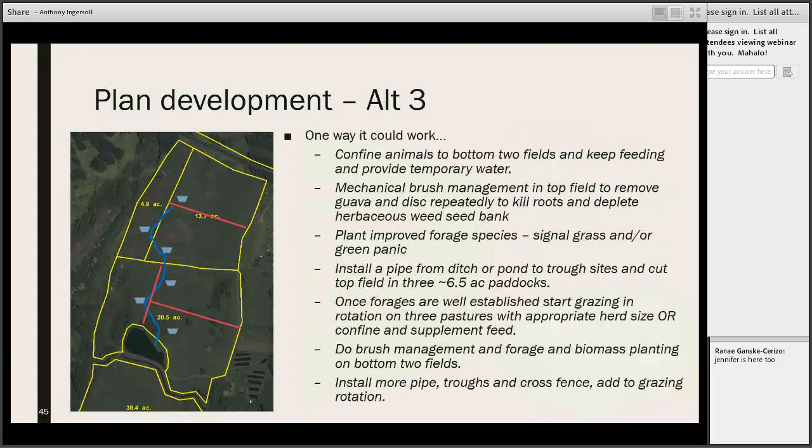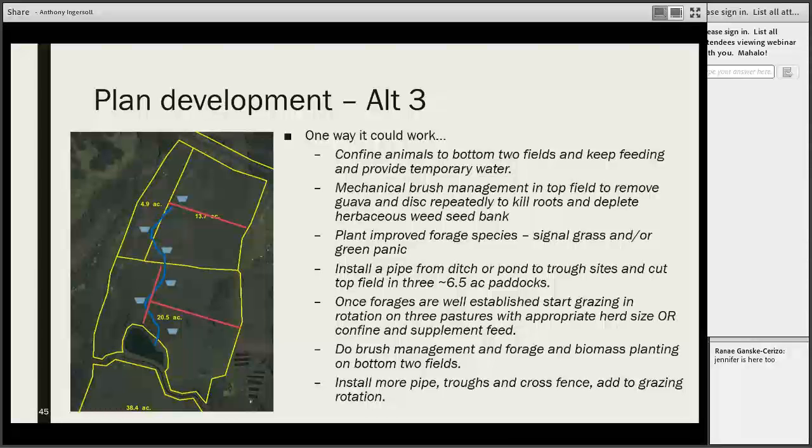So one way it could work is, we could do something like this where they're already feeding all the animals. Let's say we could confine them to those bottom 2 fields and keep feeding them and figure out a way to get some temporary water out there. Maybe we could run a hose from the headquarters that was off to the right. We could work with him to use mechanical brush management with the equipment that he has in that top field, remove the guava, do a few diskings in order to kill those roots and deplete that herbaceous weed seed bank and prepare that soil for forage and biomass planting. We could plant an improved species. Signal grass would be well suited to that environment, or green panic if he can get the seed.